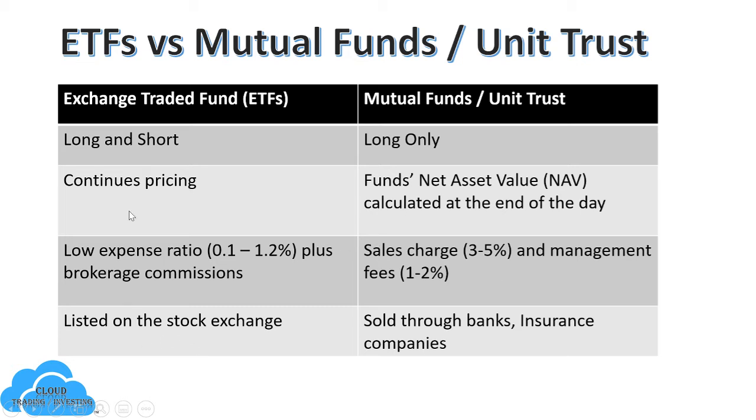The last one: the ETF is listed on the stock exchange, which means you can trade anytime you like, as long as the market is open. But for a mutual fund and unit trust, you can only buy through the bank or the insurance company. It means every time you go to the bank, those financial advisors or insurance advisors are actually selling mutual funds or unit trusts.